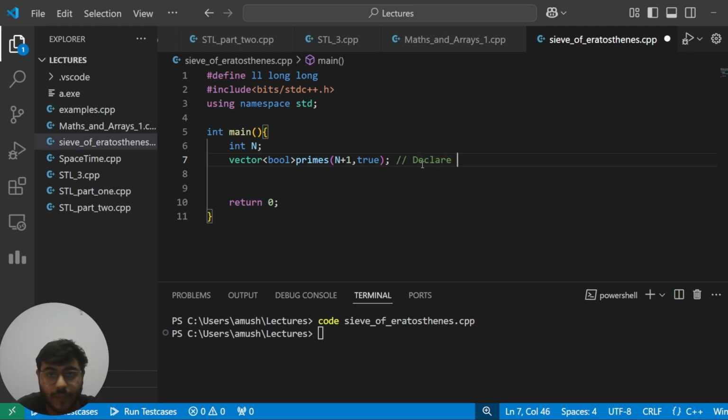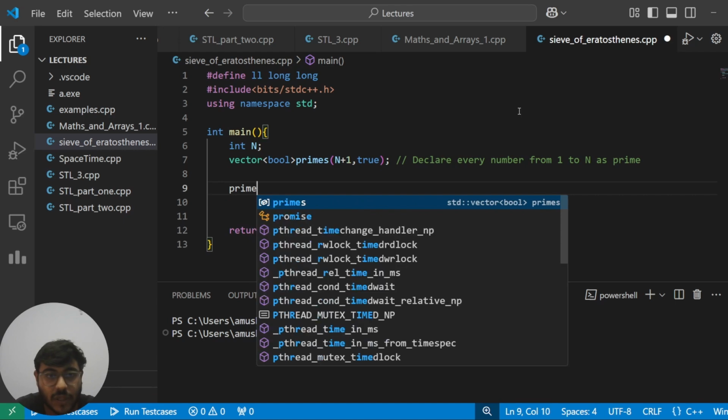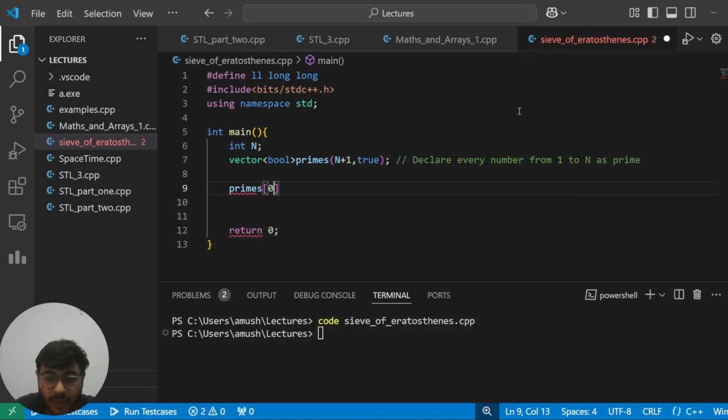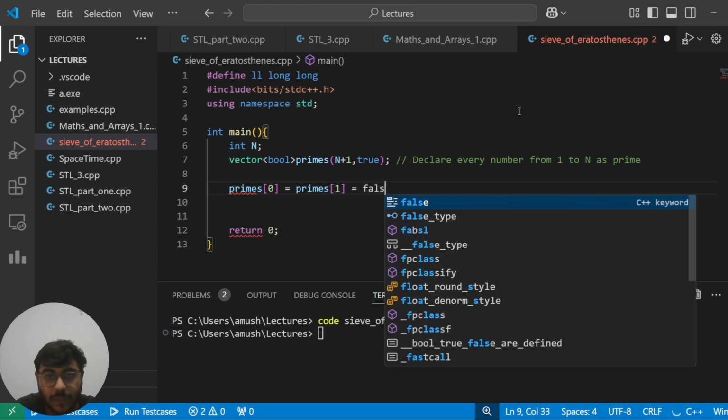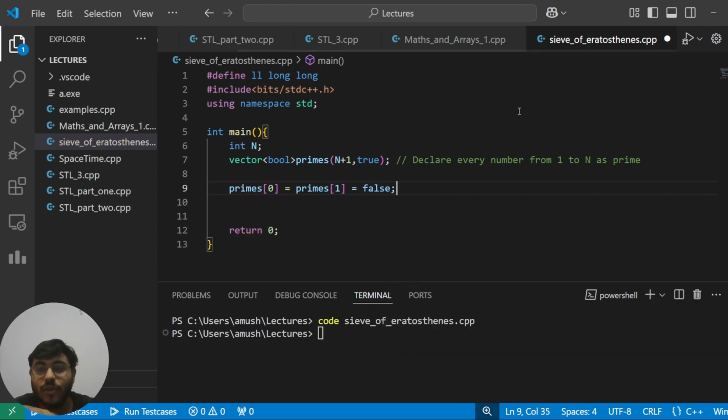Declare every number from 1 to n as prime. Good, nice. Okay, now what do? First of all, as I said, we'll mark 0 and 1 as non-prime, because we know they are not prime; they are basically not going to help our case.